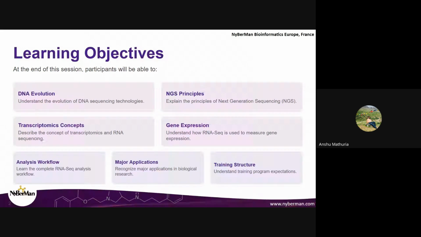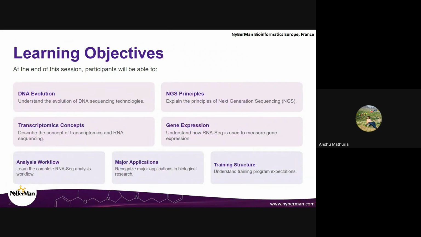So in gene expression we'll understand how this RNA-seq data that we get from sequencing is used to measure gene expression. After we understand that, then we'll have an analysis workflow. That is, I'll be summarizing, or maybe I'll be introducing the entire RNA-seq workflow from the starting step till the enrichment step. One by one, we'll go through all the steps and we'll understand how these steps are working and how they are connected with each other.